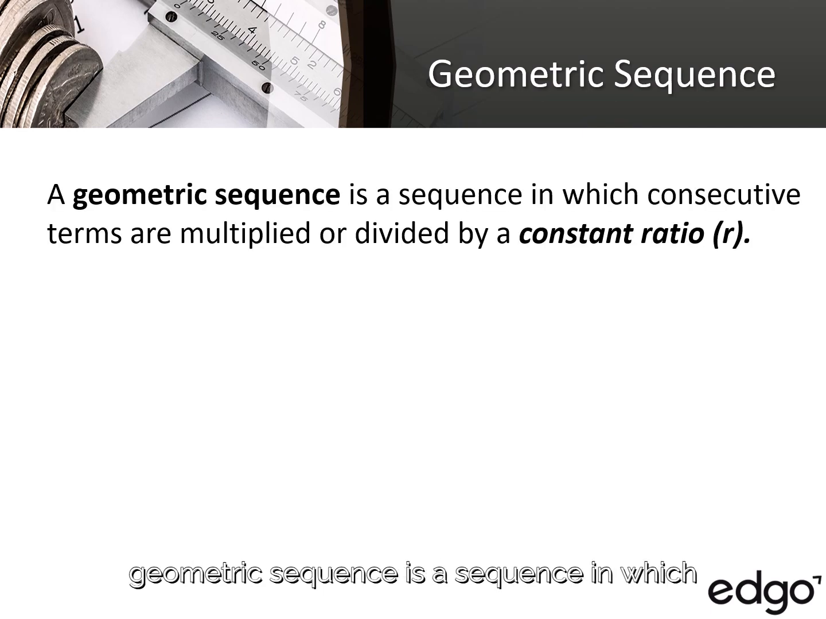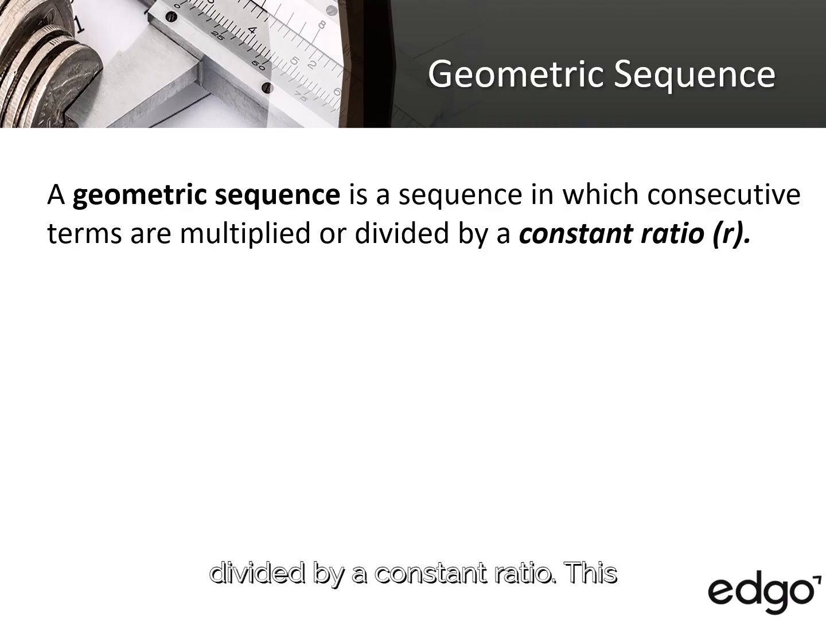Now let us discuss a geometric sequence. A geometric sequence is a sequence in which consecutive terms are multiplied or divided by a constant ratio. This constant value is called the common ratio, represented by the letter r.